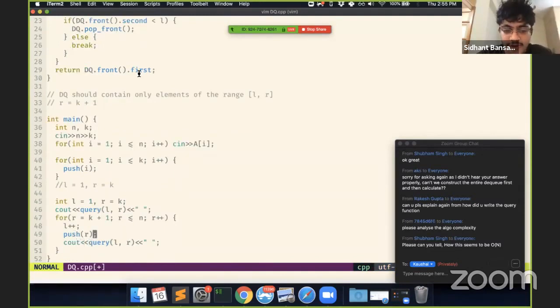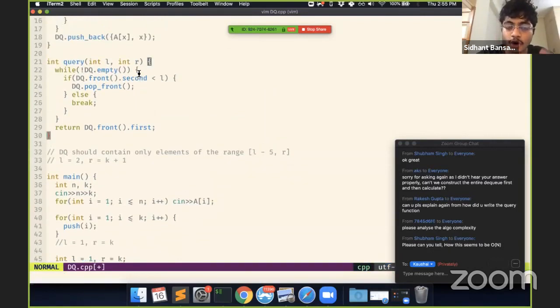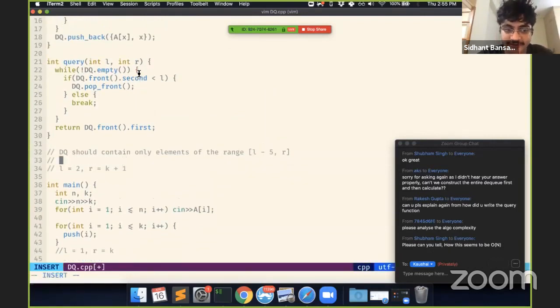And then in the query function, we'll actually pop out L as 1. Like L as 1 will be discarded, and L will actually become 2. So this statement is not strictly true. DQ should only contain elements from L to R. It can contain some smaller elements also. It can contain L minus 5 or something. But you know for sure that the head of the queue, that is the front of the queue, should be between L to R. If it's not, we'll pop it out here, as you can see in the query function.